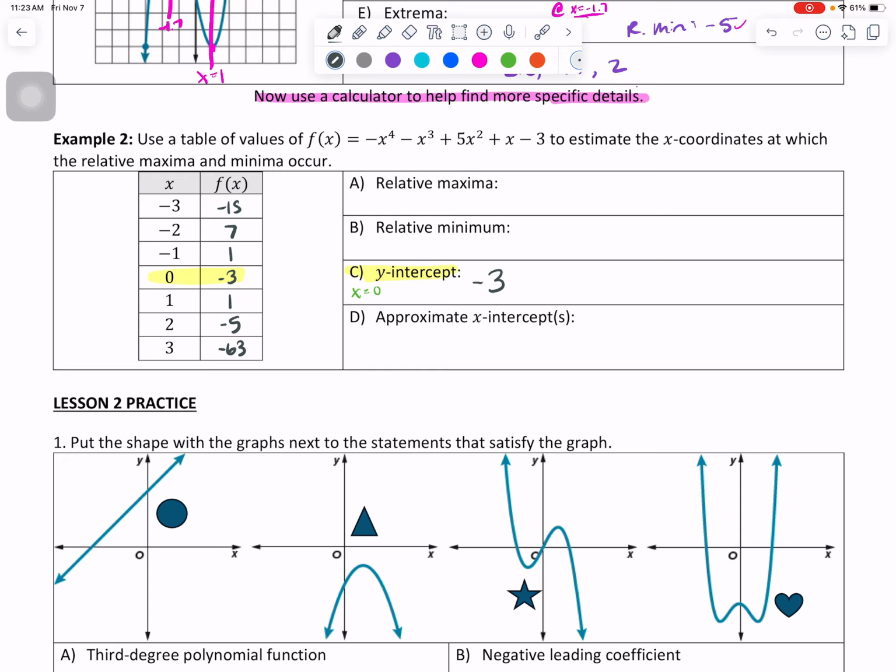All right. Now, the next thing that can be easier to estimate would actually be, I think, D. So let's do D first here. So we're approximating the x-intercepts. So we're saying what numbers are the intercepts between. So if we're looking at these y values, remember, y is negative below the x-axis, and it's positive above the x-axis.